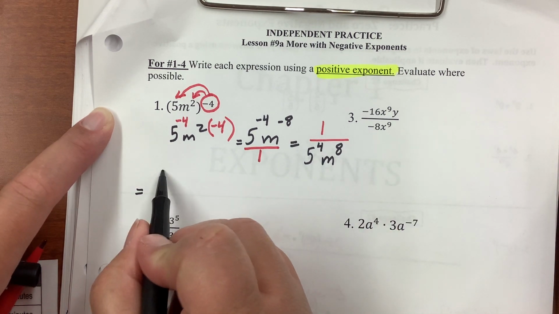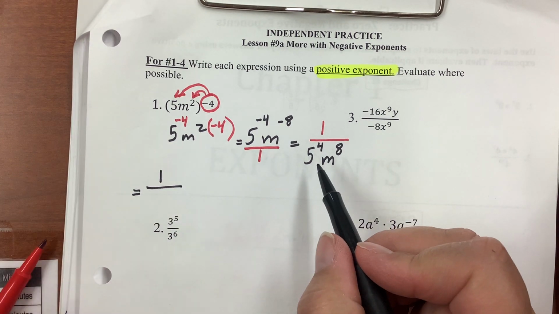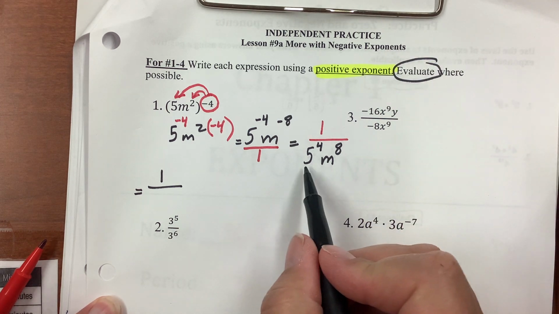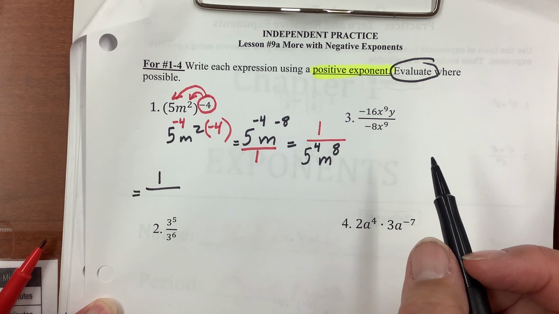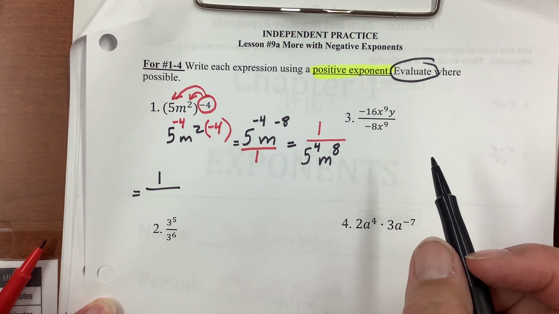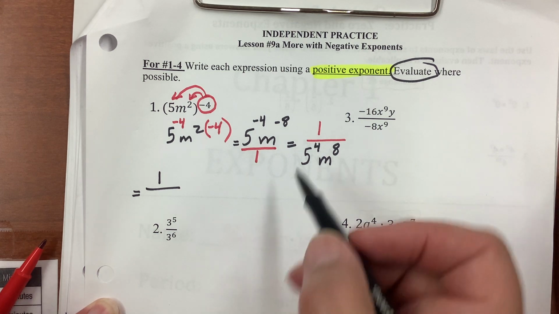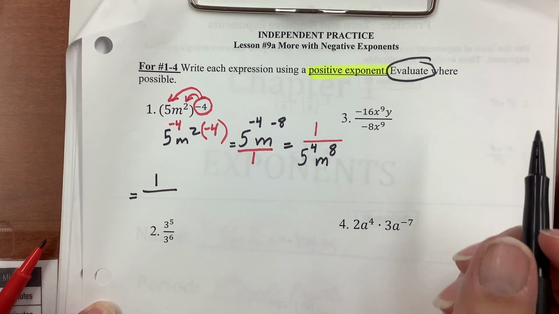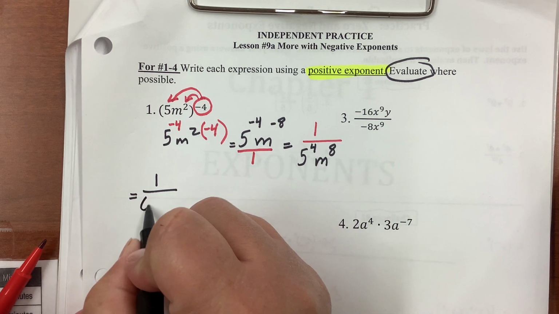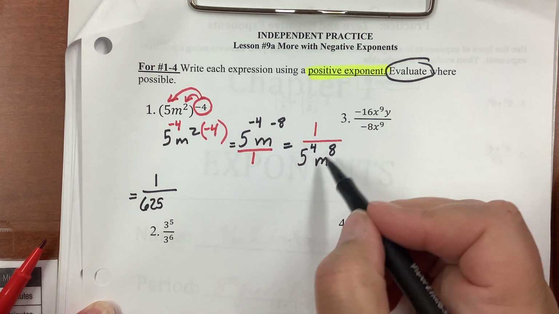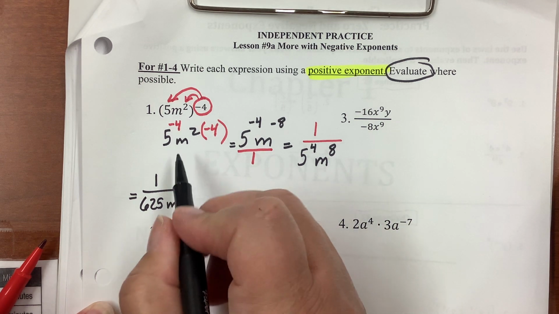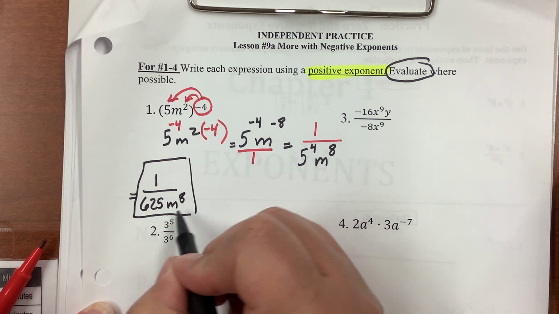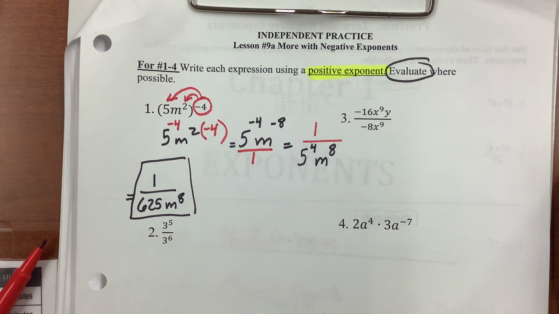So the 1 stays on top, and I'm going to evaluate, because 5 to the 4th power can be evaluated. 5 times 5 is 25. Times 5 is 125. Times 5 is 625. You could use a calculator to do it, but I'm almost as good. So 5 to the 4th power is 625, but I can't evaluate m to the 8th power because m to the 8th power has a base that is a variable. So there's my answer.